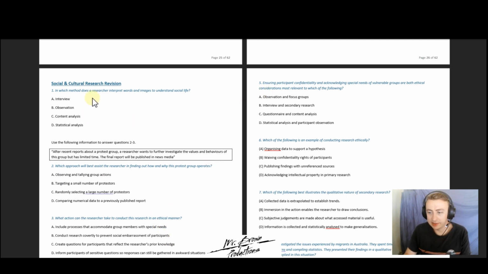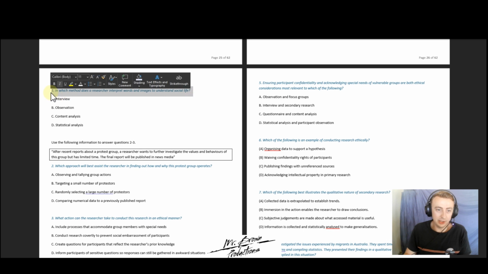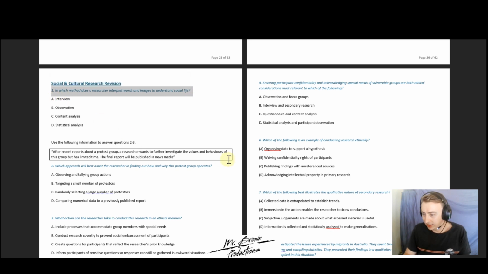So whenever you answer a multiple choice question, it's really important that you do a few key things. The first and most obvious thing to do is read the question very carefully. This way you're actually going to know what they're asking, and then you can look and hunt for the correct answer. So this question is looking at, in which method does a researcher interpret words and images to understand social life? I wonder what we were just doing.